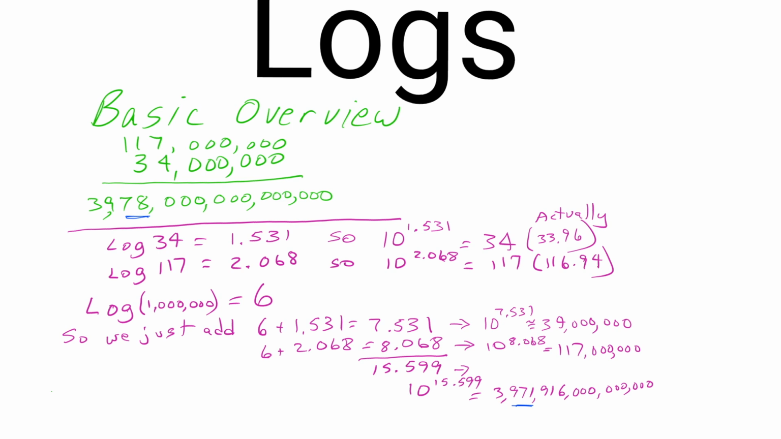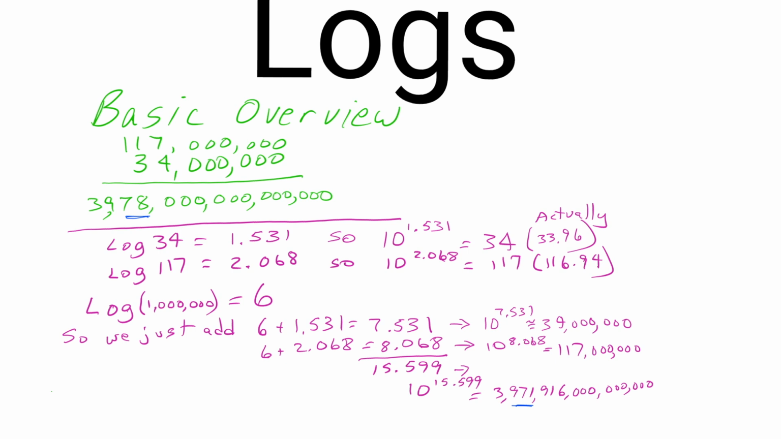Now that there's a calculator, if I wanted to multiply 117 million by 34 million, I would just type it in and I'd get the answer 3.978 quintillion is what I think that works out to be. And so in the old days, before the calculators, we had to do this with log tables. And all of your algebra books had a log table set in the back of the book.